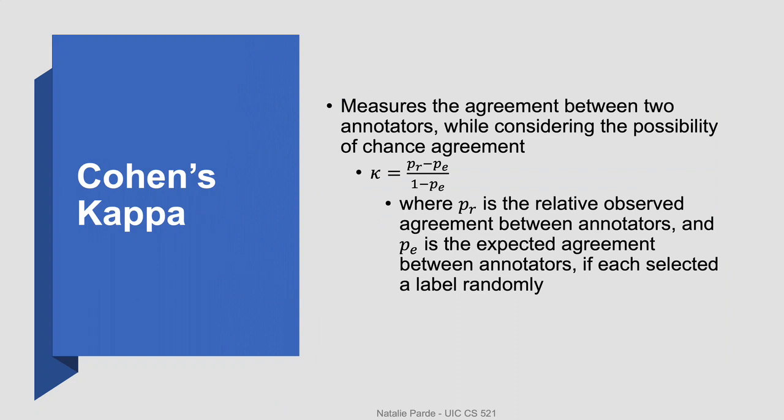Cohen's kappa is generally the default inter-annotator agreement metric used when you have all data instances annotated by 2 specific annotators, and it's the primary metric we'll work through in this video. Specifically, Cohen's kappa measures the agreement between 2 annotators while considering the possibility of chance agreement, using the formula shown here, where P sub r is the observed agreement, and P sub e is the expected agreement if annotations were randomly assigned.